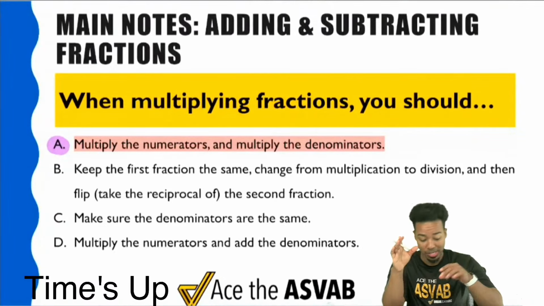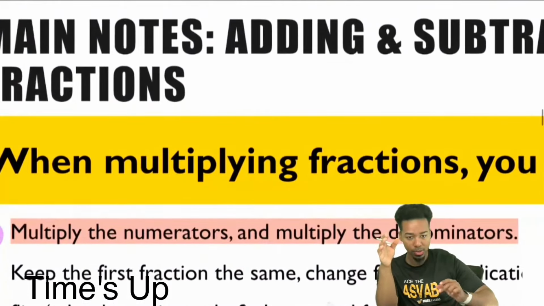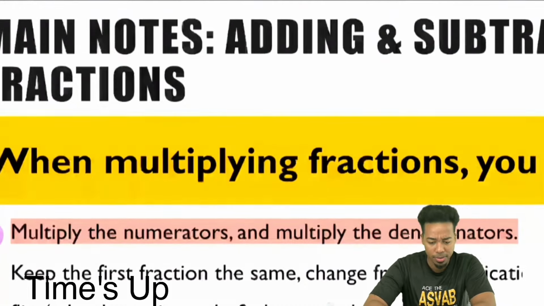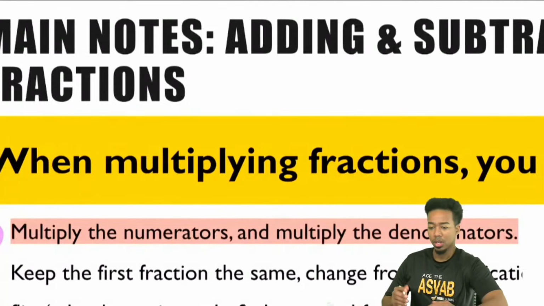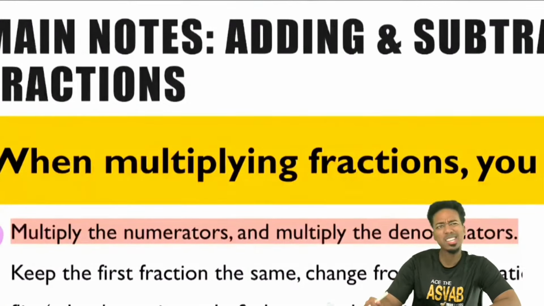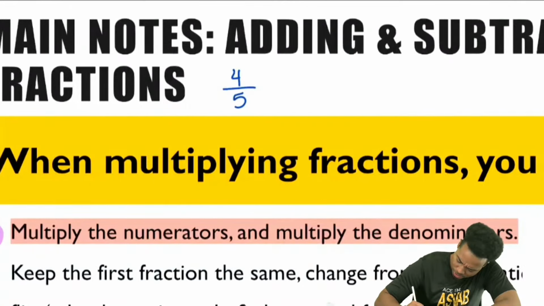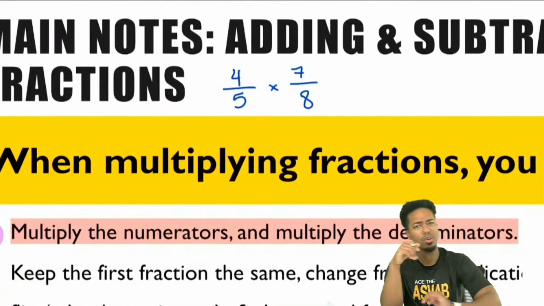I'm going to show you an example of what this looks like right over here. Let me give you enough space. I'm going to use that white space right there. But let me take off the timer so you can keep writing. Cool. Here's an example. Let's say we have something like 4/5 multiplied by 7/8. Something of that sort, right?